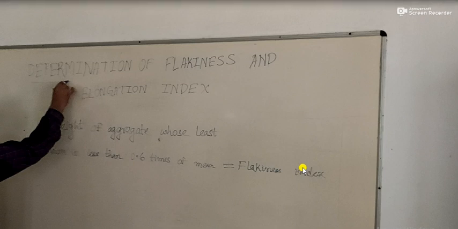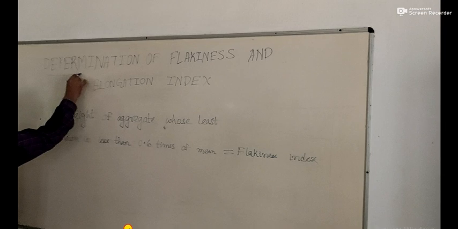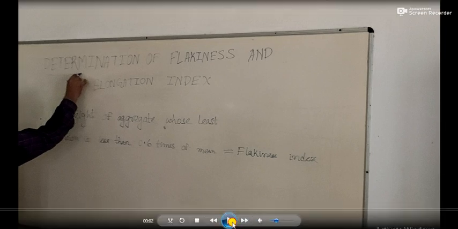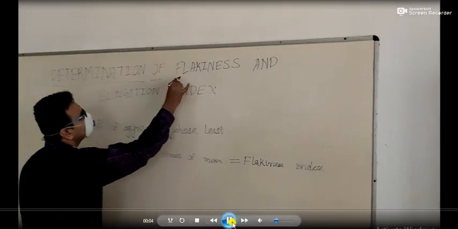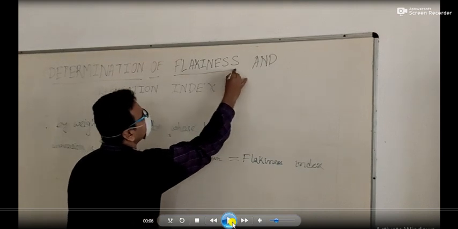So first of all, it is known as the determination of flakiness and elongation index. Flakiness and elongation index means they have some values, and those values will be expressed in terms of percentage. So obviously we will try to understand flakiness and elongation index.